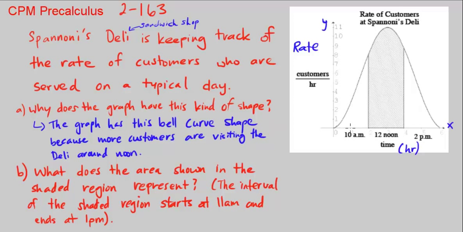All right, so we go up and we have more customers visiting the deli around noon, less before, less after, so that makes it have this curve. We don't really know, it could even be a parabola upside down, but I see kind of a bell, like you could put a little ding dong bell inside. The curve has the shape because more customers are visiting the deli around noon versus before and after. Before noon, less. There's less customers visiting before and after.